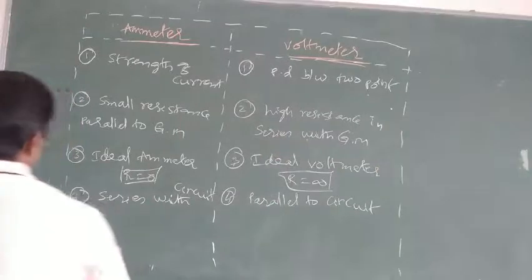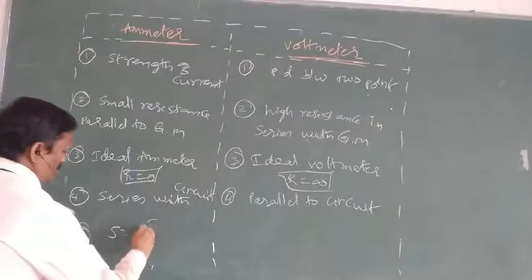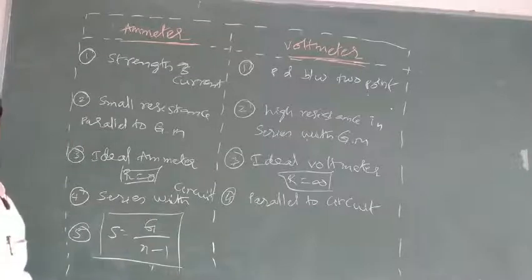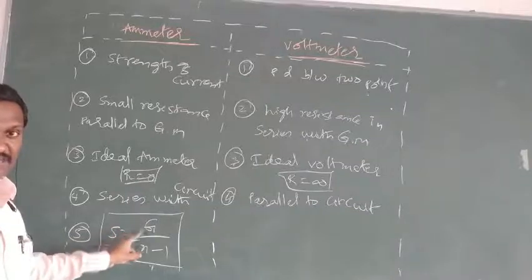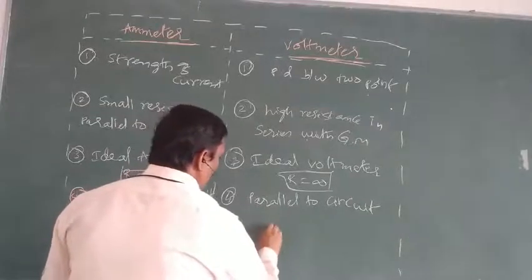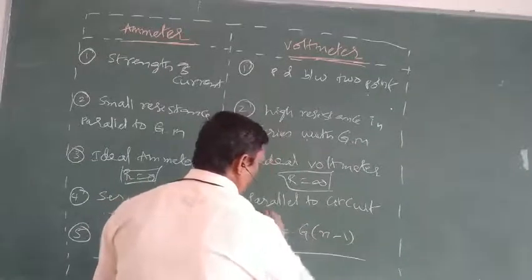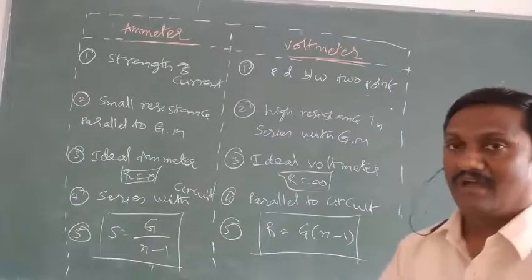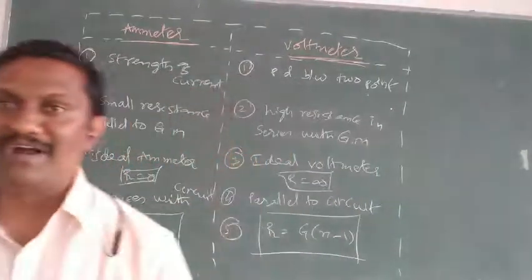To increase the range of an ammeter by n times, the required shunt resistance, or small resistance, S is equal to G by n minus 1. To increase the range of a voltmeter by n times, the required value of series high resistance is nothing but G into n minus 1. So these all are the differences between an ammeter and a voltmeter. It is also an important question for 2 marks or 3 marks.